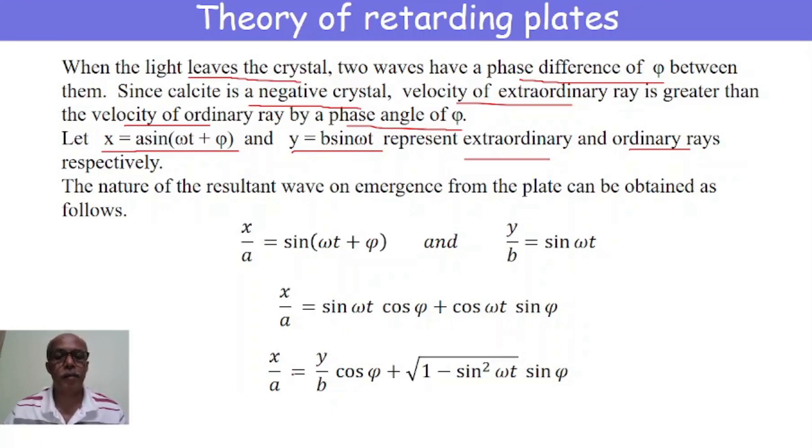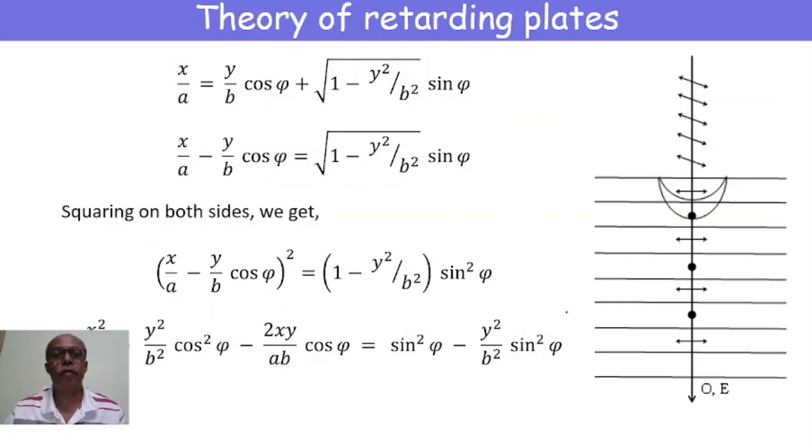Rewriting again, x by a equals, instead of sin omega t, I have written y by b, into cos phi plus cos omega t, which can be written as square root of 1 minus sin square omega t, into sin phi. Now, x by a equals y by b cos phi plus square root of 1 minus y square by b square into sin phi. Or this is x by a minus y by b cos phi equals square root of 1 minus y square by b square into sin phi.